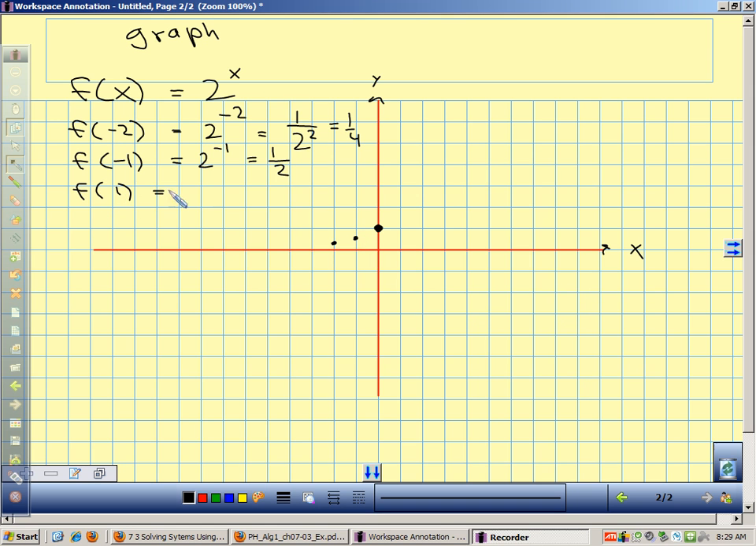F of 1 is just 2 to the 1, which is just 2. So we're up here, 1, 2. And f of 2 is 2 squared, which just gives us 4. So 1, 2, 3, 4. So there's some points. We know that y equals 0 is an asymptote, so I can sketch my graph, just connect these smoothly like so. And my function looks like that. So that would be a graph of 2 to the x.